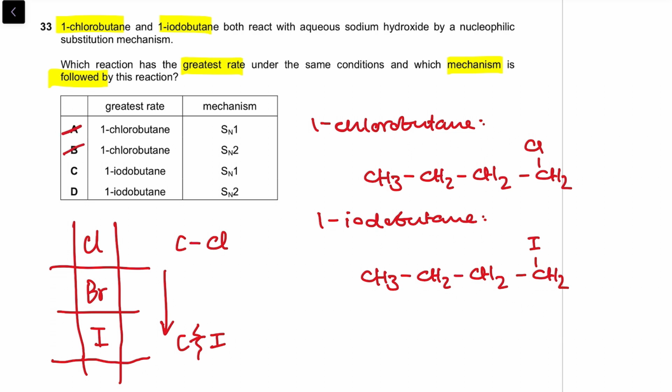Secondly, what mechanism follows? The mechanism that follows is going to be SN2, so the answer is going to be D. That is because the substance involved is a primary halogenoalkane.